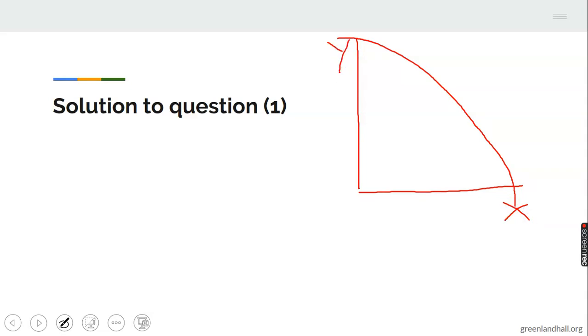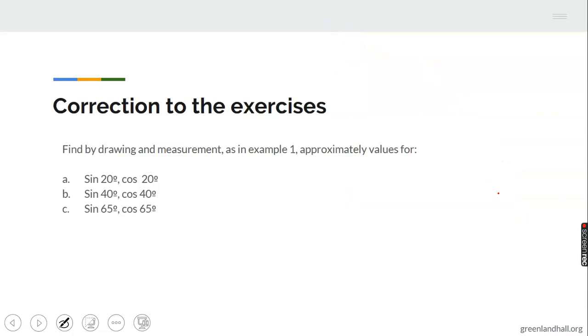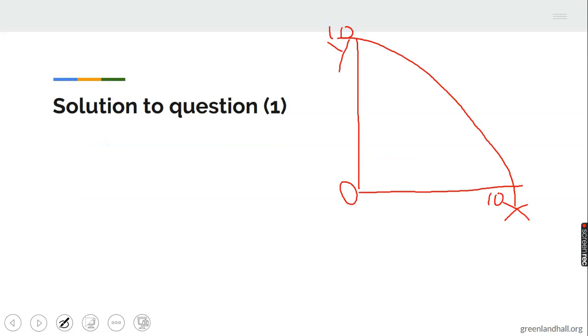Now, using 1 centimeter to represent 1 unit, that means 5 squares on your graph represent a unit. And you start from 10, 9, the highest should be 10, then to 0, then this is 10 also. Having done this, which angle do we want to do? Sine 20, that is angle 20 degrees.